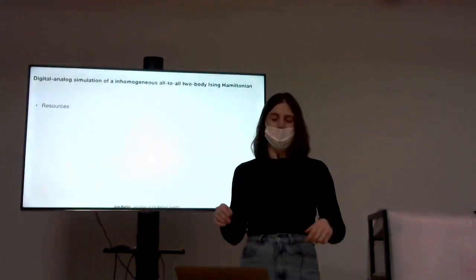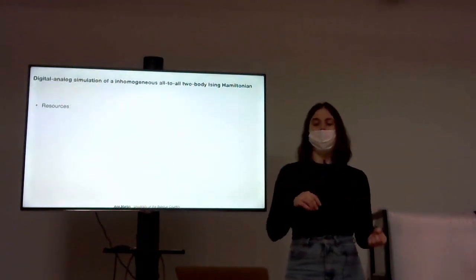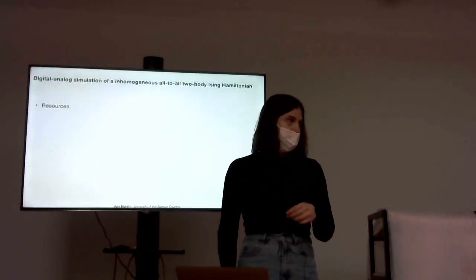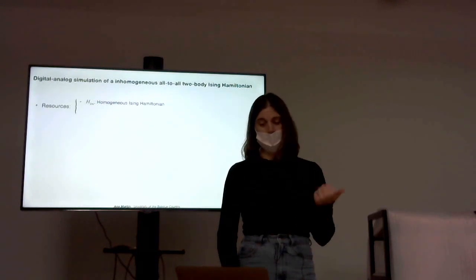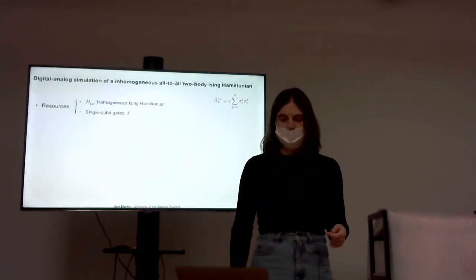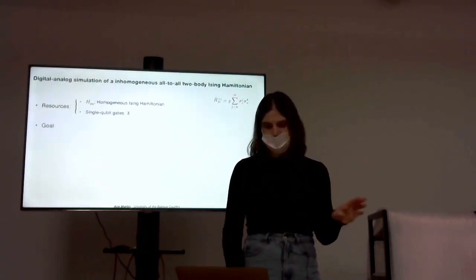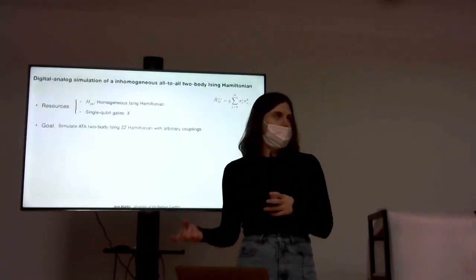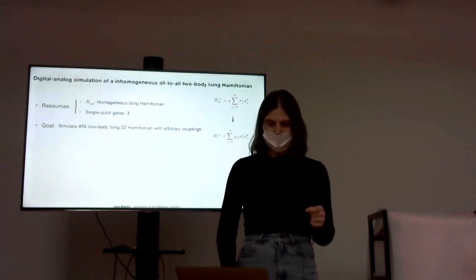Let me try to convince you by presenting a tiny example of how this is done. We are going to simulate an inhomogeneous all-to-all two-body Ising Hamiltonian. The resources we are going to have are the interaction Hamiltonian, which is the homogeneous Ising Hamiltonian, that one, and single qubit gates, which are going to be X rotations, just that. The goal: we want to simulate the all-to-all two-body Ising Hamiltonian with arbitrary couplings, that one.